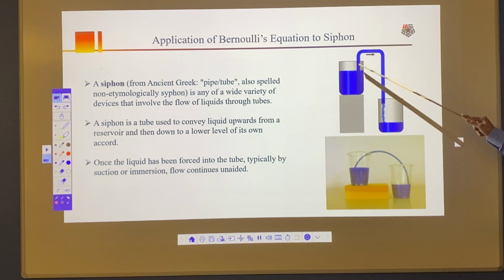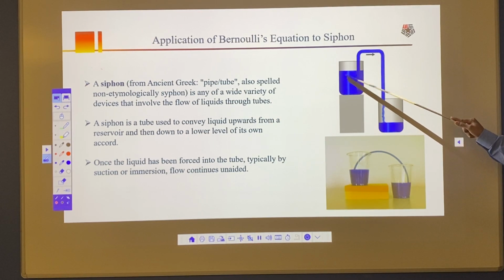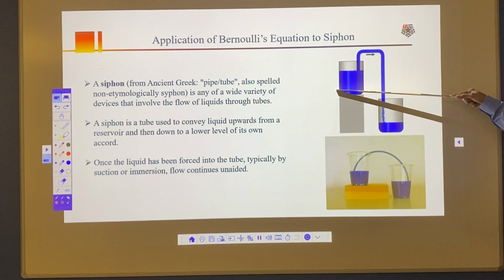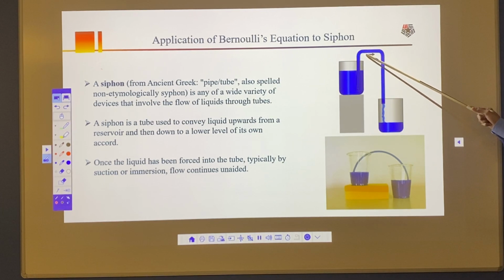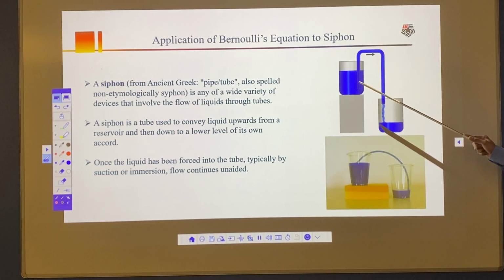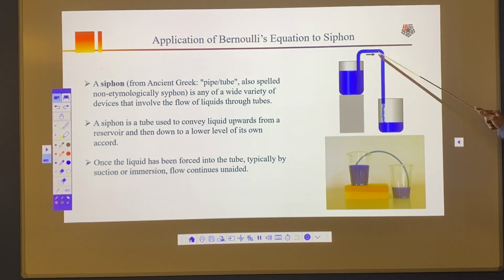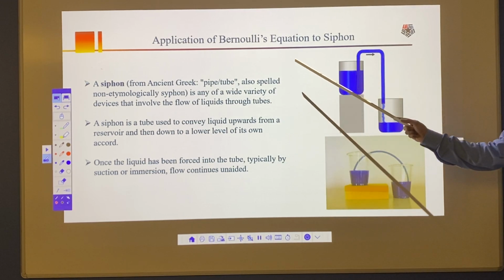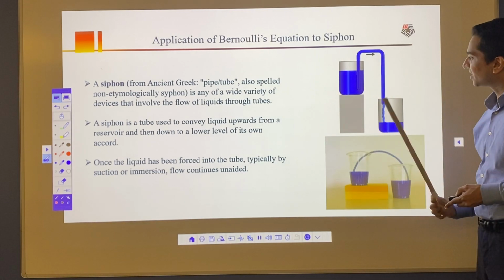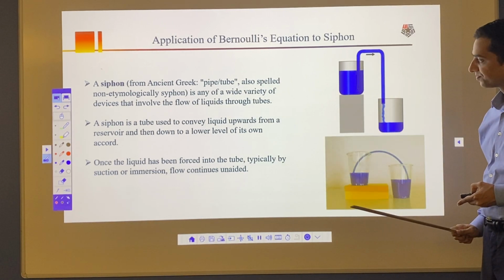So here what's going to happen is that we have relatively high pressure here, which is atmospheric pressure pushing on this liquid, and low pressure is created in this part here. Because of that low pressure, water always goes from high pressure to low pressure. High pressure here, low pressure here, water is going to get sucked and transferred to this lower level. And that's the application of Bernoulli's equation in siphon.